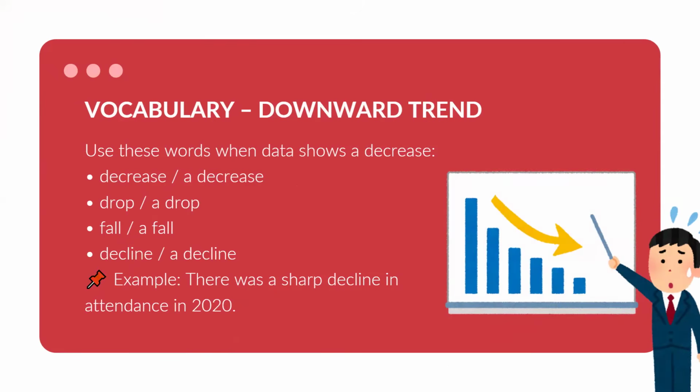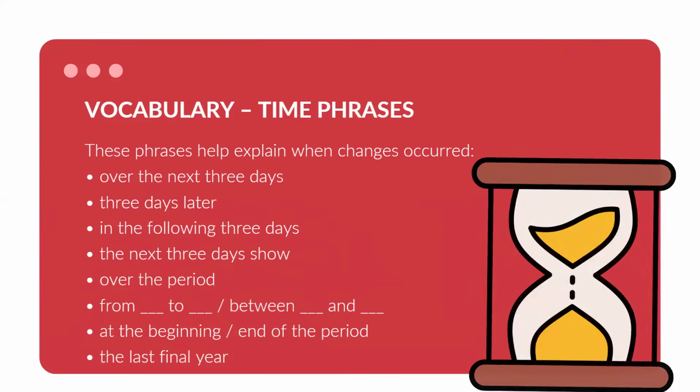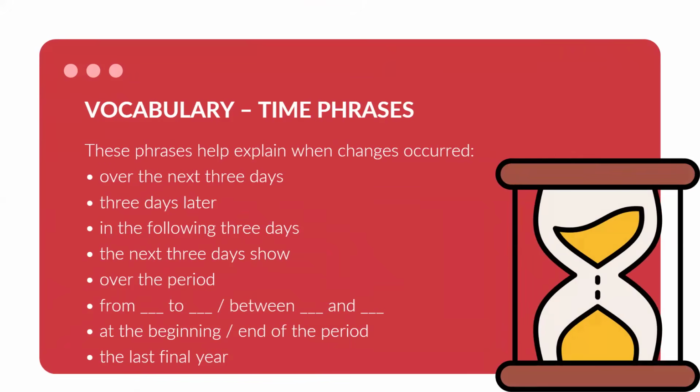A fall in data must be described just as precisely as the upward trend. Avoid casual language. Say declined gradually, dropped sharply, or experienced a steady decrease. Formal tone immediately improves scoring. Time expressions are the glue of your analysis. Without them, your writing sounds scattered. Phrases like over the period, between 2019 and 2023, or towards the end of the period, create flow and logical continuity.